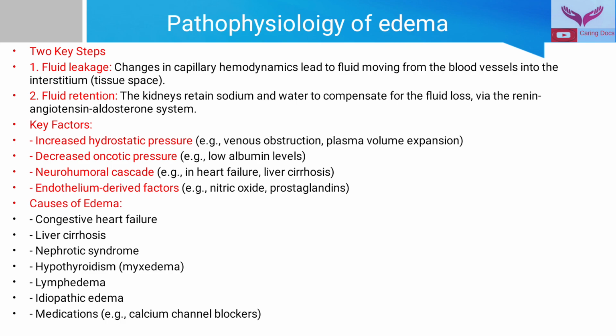The important key factors involved in the pathophysiology of edema are, first, increased hydrostatic pressure as seen in venous obstruction and plasma volume expansion. Second is decreased oncotic pressure because of low albumin level. Then neurohumoral cascades as seen in heart failure and liver cirrhosis, and endothelial derived factors, that is nitric oxide and prostaglandins.